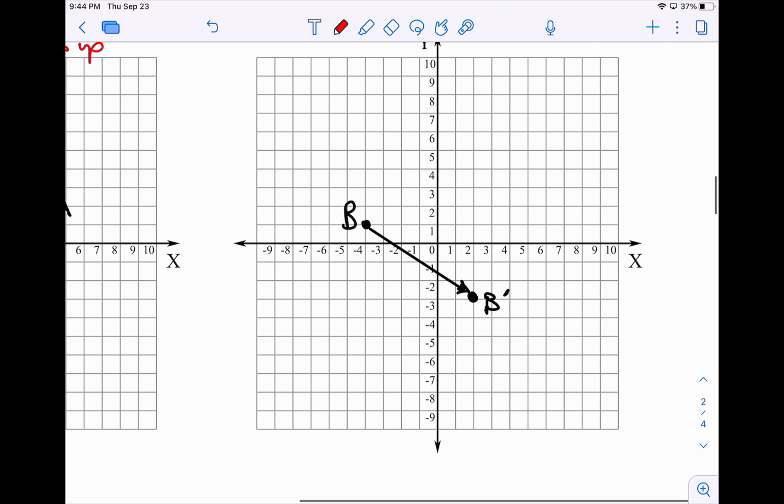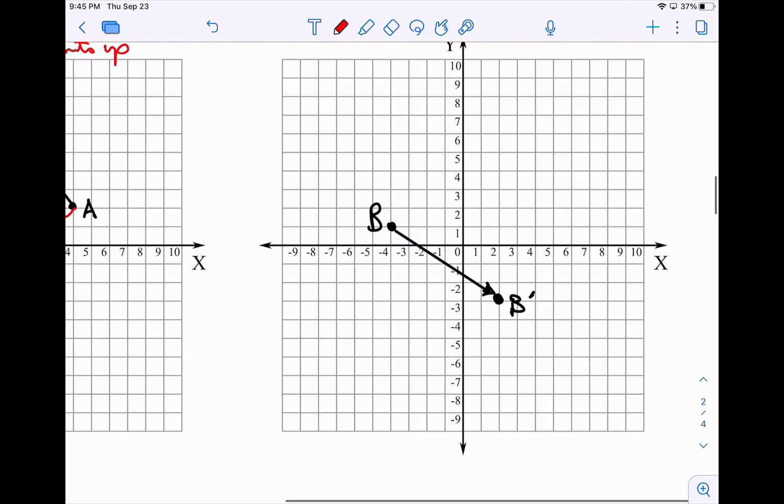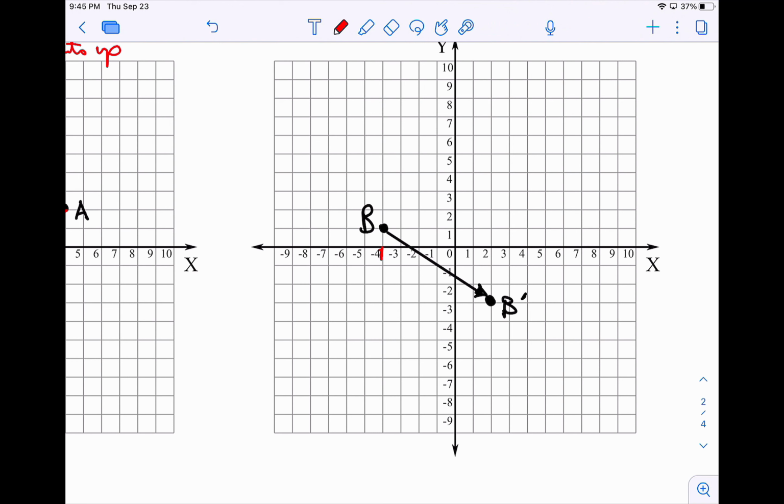One more. So here we have B, the original, over to B prime, the new image. So again, left or right first. So this one we're at -4. We start here and we end up at +2. So the difference there is 6 units left.